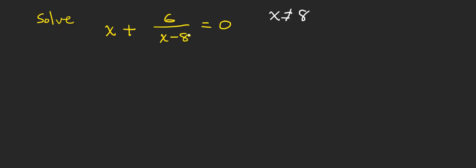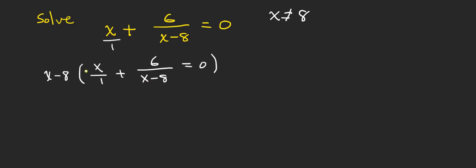For this equation, in order to get rid of the denominator, we want to multiply everything by our least common denominator. So here the denominator is 1, and we've got x minus 8. So our least common denominator is x minus 8. So we're going to multiply everything by x minus 8. Distribute x minus 8 to each term and see what happens.